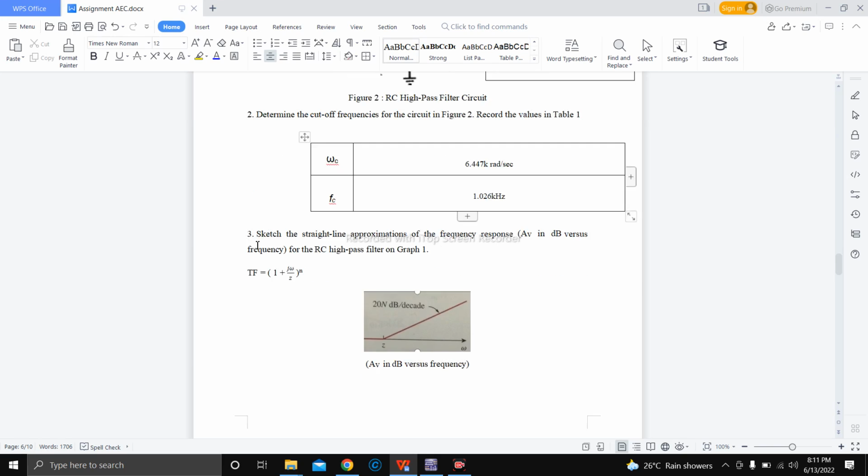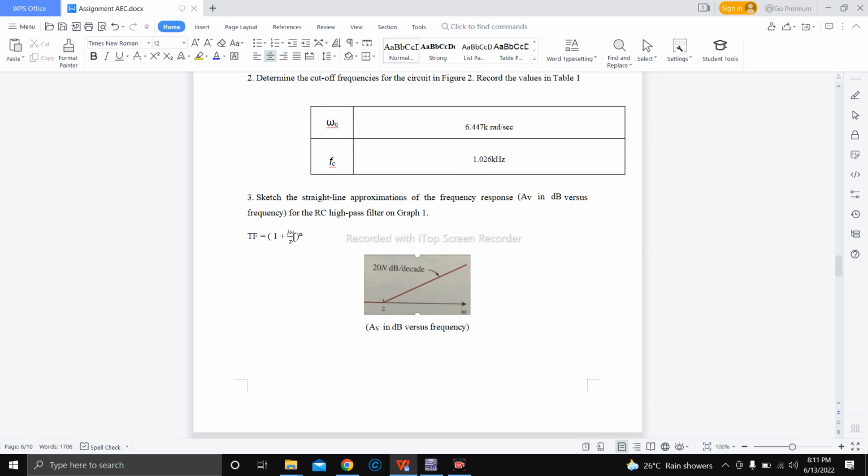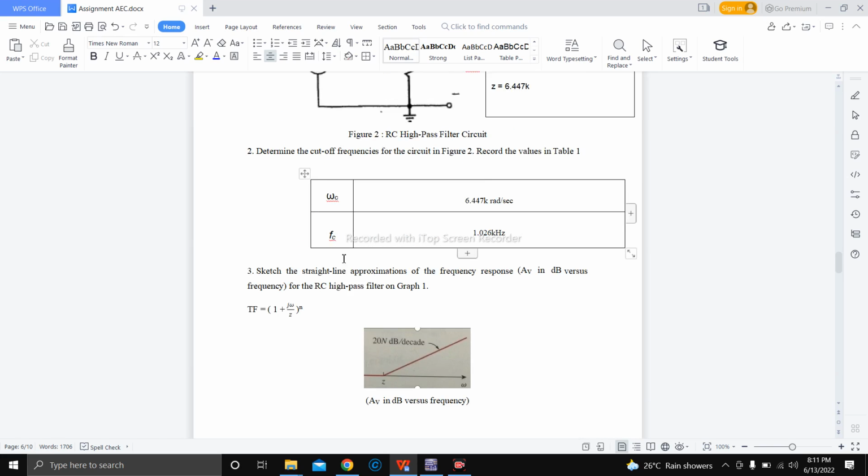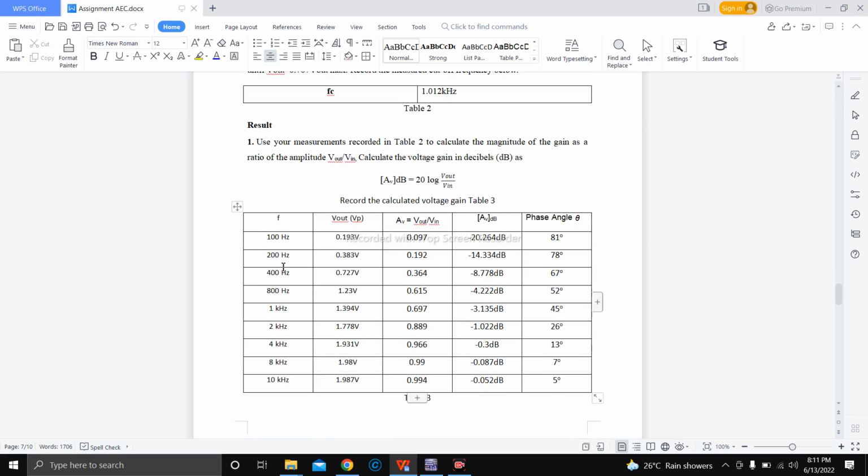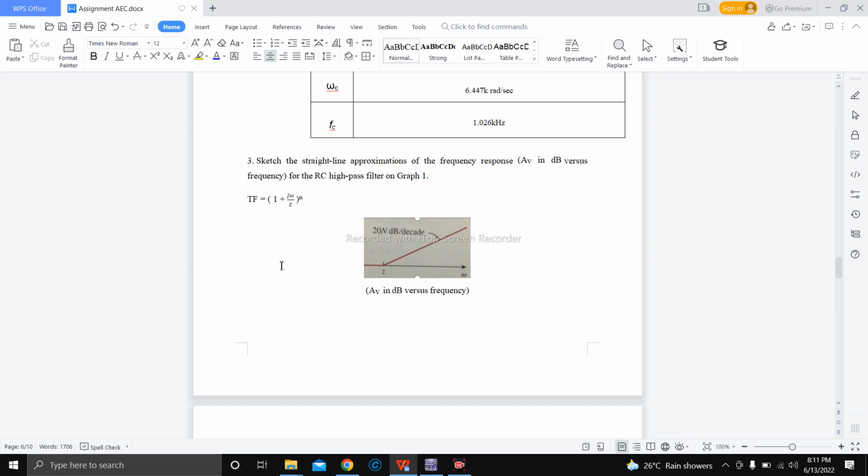1.026 kilohertz. After we have measured the output for different frequencies, we will sketch a straight line approximation of the frequency response in gain decibel versus frequency for the RC high pass filter on graph 1.